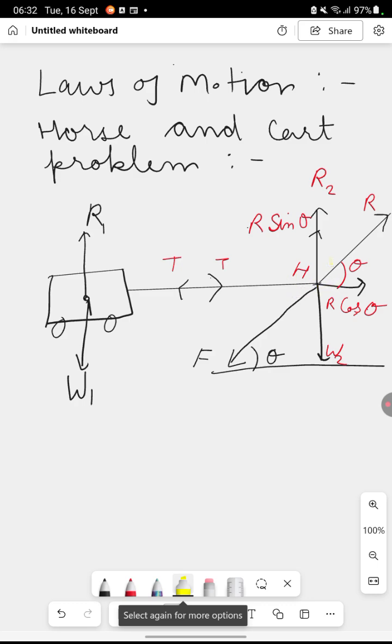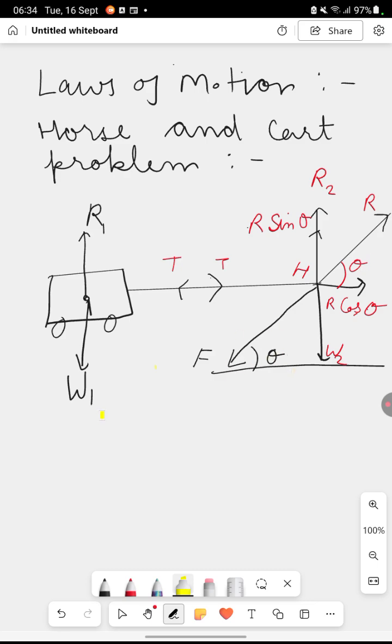Here F is the reaction friction force that the ground exerts on the feet of the horse, and this R is the reaction of that friction force. This R can be resolved into two components, R sin theta and R cos theta, when the angle of the reaction force with the ground is theta.